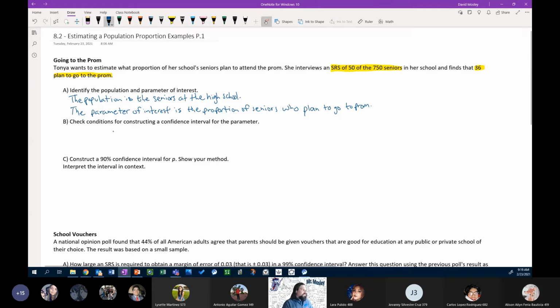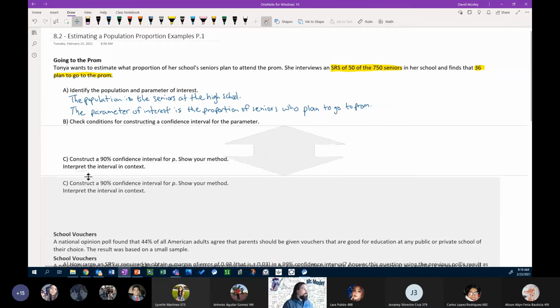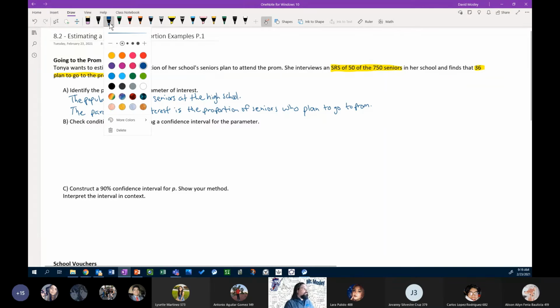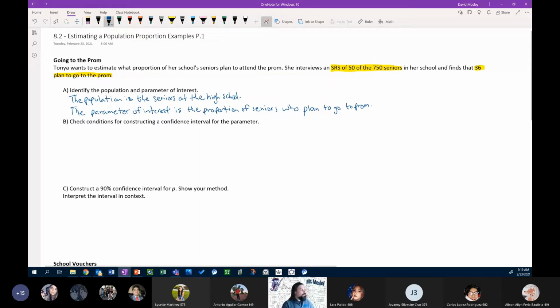All right. Part B, check the conditions for constructing a confidence interval for the parameter. That means we must check that it is random, the 10% condition has been met, and the large counts condition has been met. So random. Yes, you took an SRS. It's really all we need to say. We know it's random because it was a simple random sample.